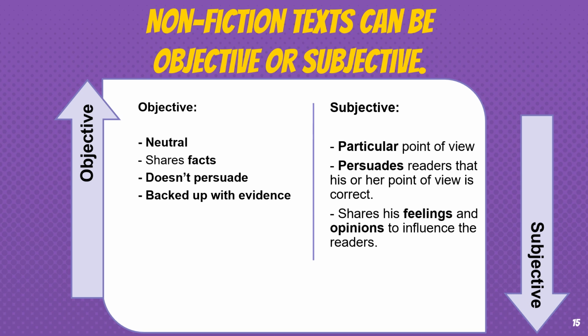And that was the objective text. What about the subjective text? As we said, a subjective text is a text that is giving me a particular point of view, and the writer is trying his best to persuade me with this point of view. And this point of view is based on the writer's feelings and opinions, and of course, he's trying to influence or trying to make me believe in the same thing. And that one is subjective point of view.